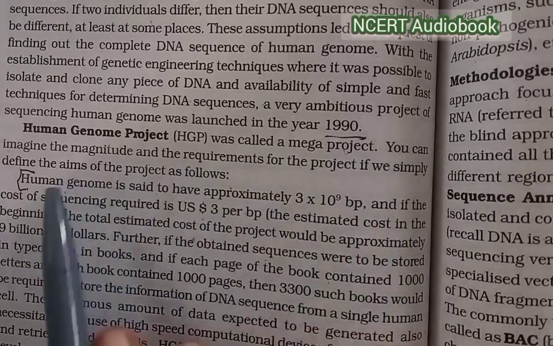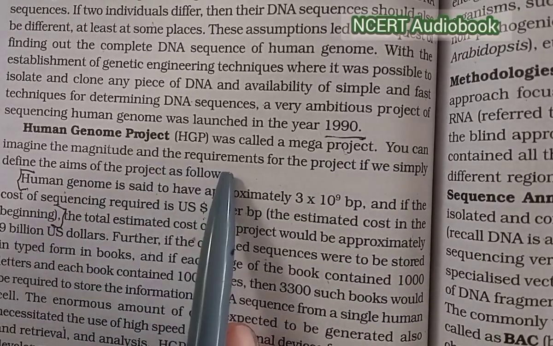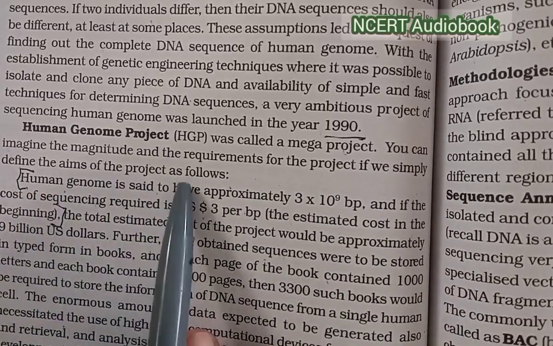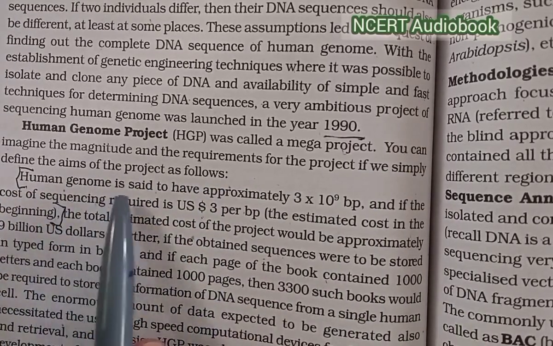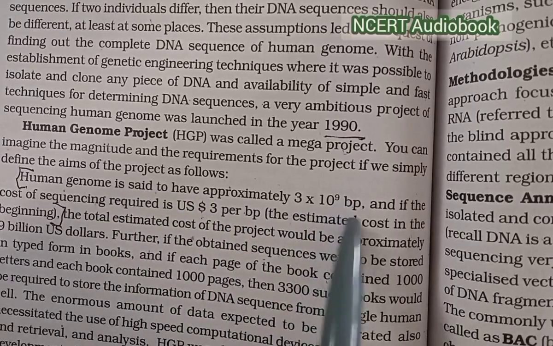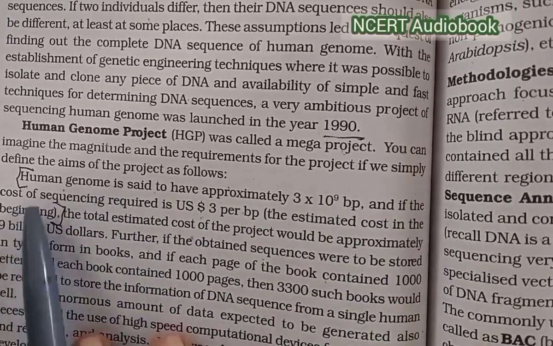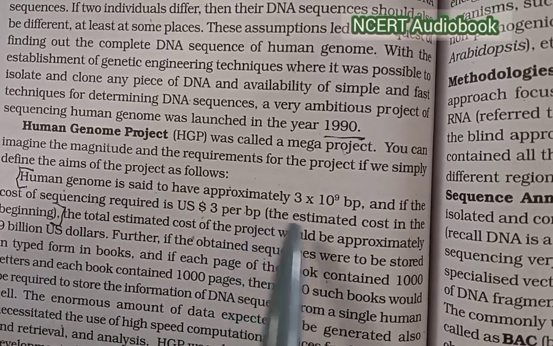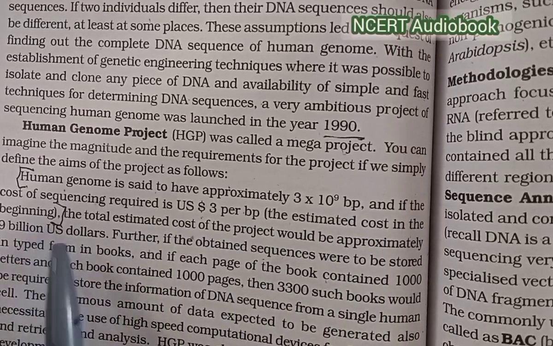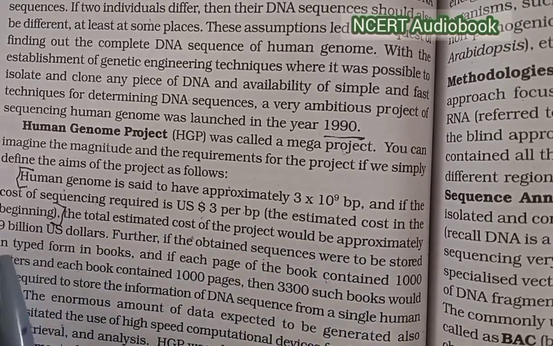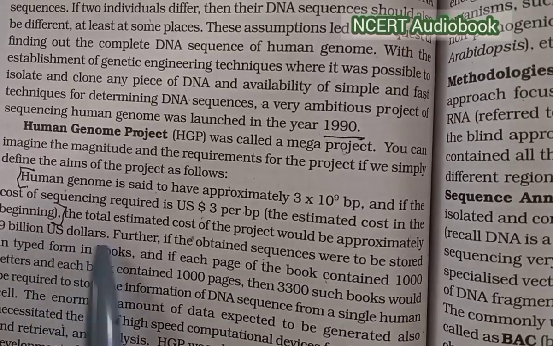You can imagine the magnitude of the requirements for the project if we define the aims of the project as follows. The human genome is said to have approximately 3 x 10^9 base pairs, and if the cost of sequencing is $3 per base pair, estimate the cost of the project. The total estimated cost of the project would be approximately $9 billion US.